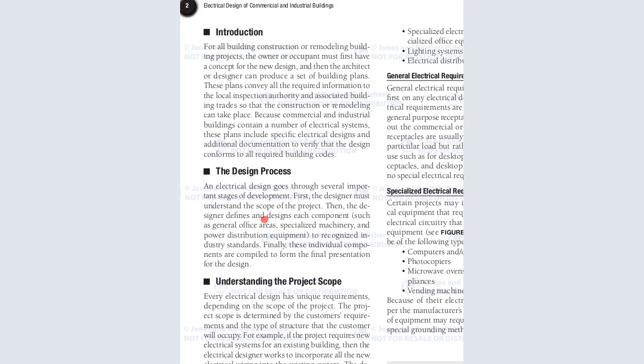Now, the design process. An electrical design goes through several important stages of development. First, the designer must understand the scope of the project. Then the designer defines the design of each component, such as general office areas, specialized machinery, and power distribution equipment, recognizing industry standards. Finally, these individual components are compiled to form the final presentation of the design.